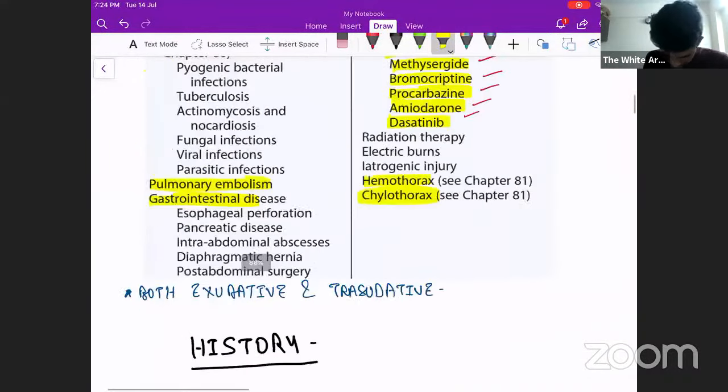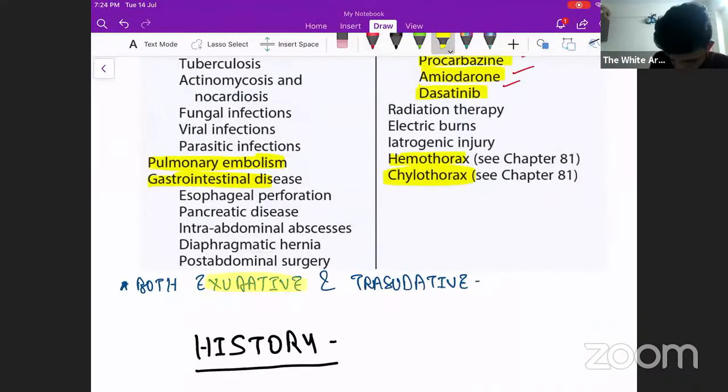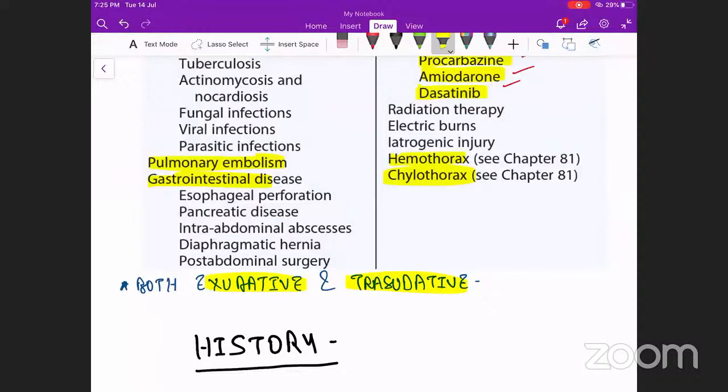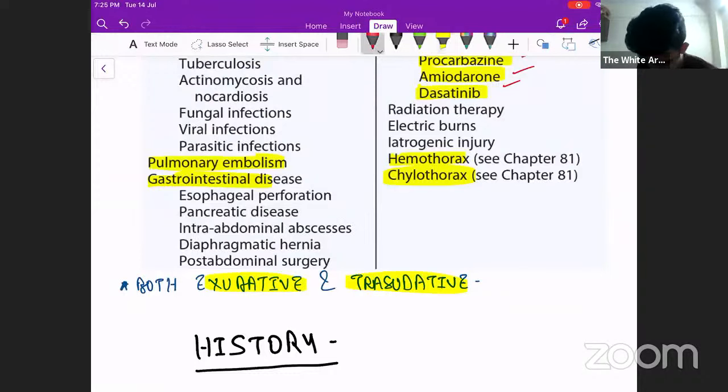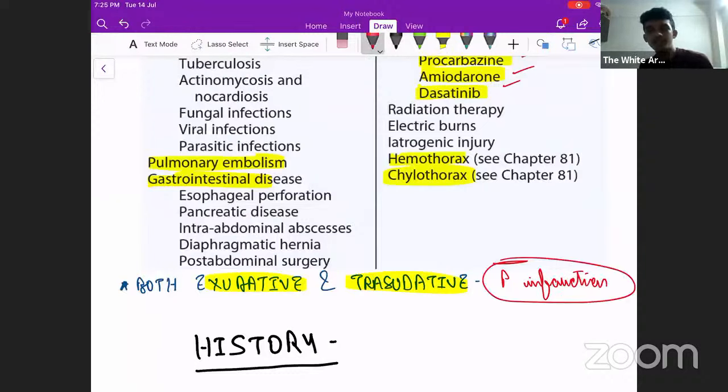So this is a question for you guys. Causes of both exudative and transudative. Exudative and transudative. Yeah, but we are very good. It is pulmonary infarction. In pulmonary infarction, this is classical. We can get both exudative and transudative.